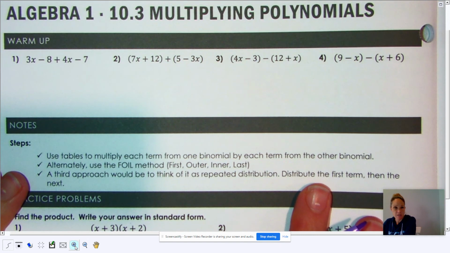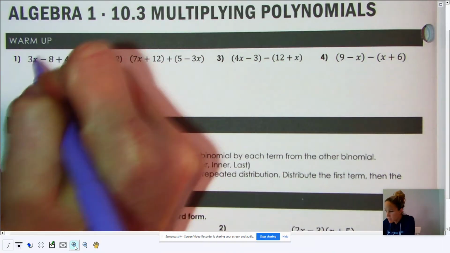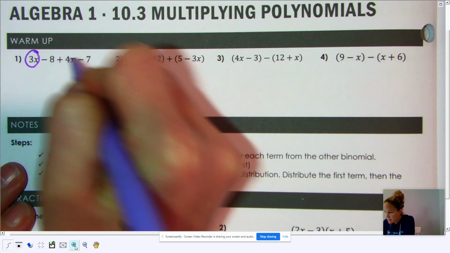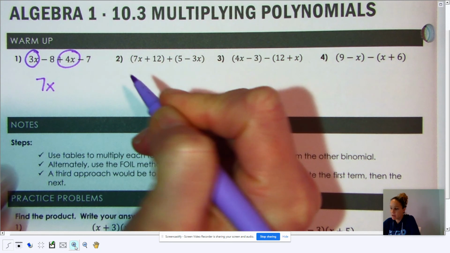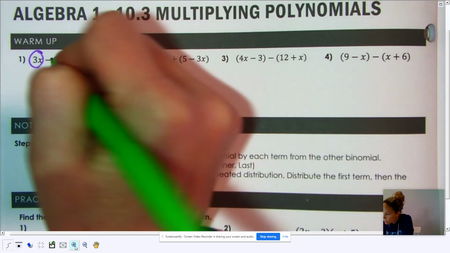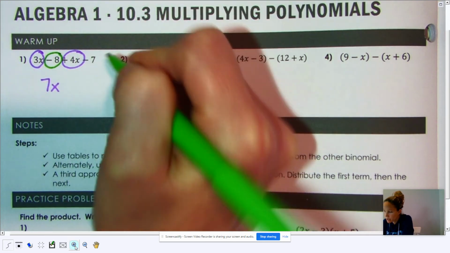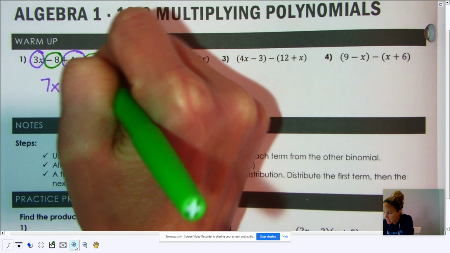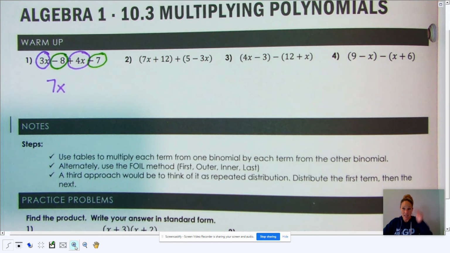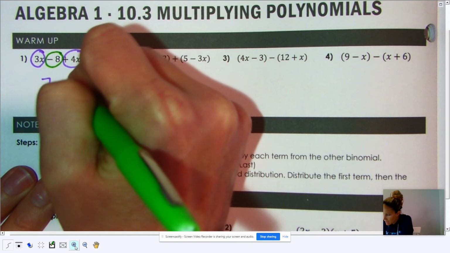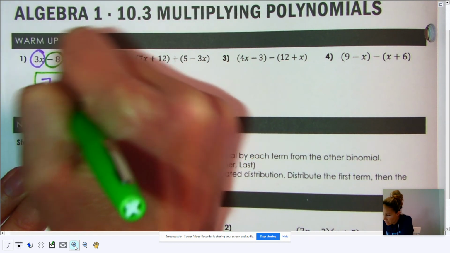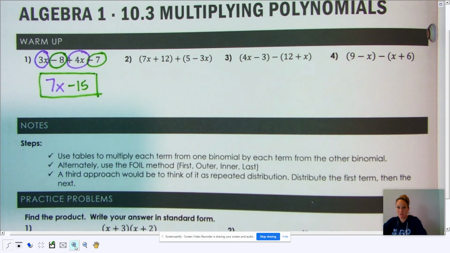So first of all, we're just going to combine like terms. So we have 3x and 4x, and that gives us 7x's altogether. And then we're going to look at our plain numbers, which are called constants, -8 and -7. If I've got 8 negatives and 7 more negatives, then I have 15 negatives altogether. So you should have had 7x take away 15.